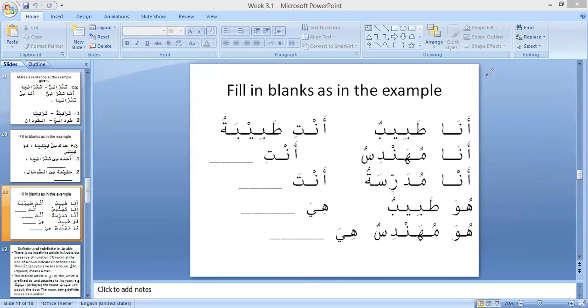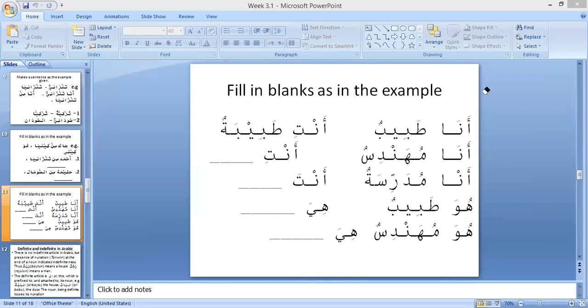So when you say Ana, it means I am. What comes after that should define whether you're a male or a female. You say Ana Tabib if you are a male, and if you are female, you say Ana Tabiba, Ana Muhandis, Ana Muhandisa, Ana Mudarrisa, Ana Mudarris, right? Ana Muhasiba, Ana Muhasib, Anta Muhandis, Anti Muhandisa, Huwa Muhandis, Hiya Muhandisa. Are we okay with the formation of singular for both male and female? Is that understood to everybody?